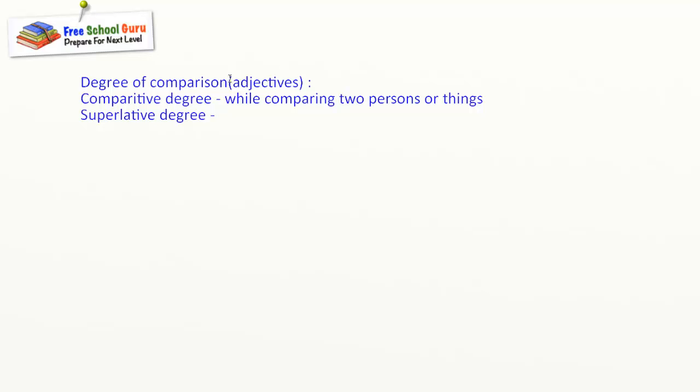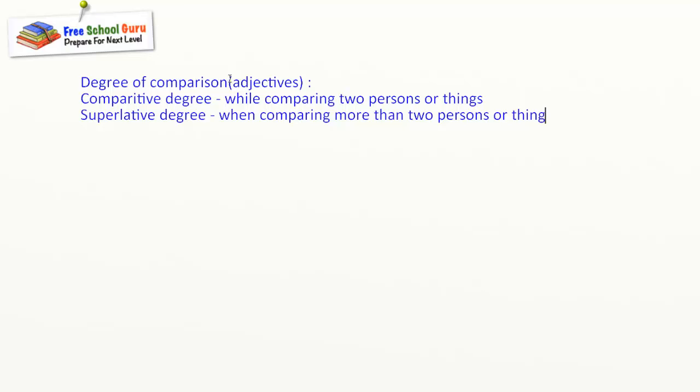What about superlative degree? So superlative degree we generally use when we are comparing more than two persons or things. So I will say, when comparing more than two persons or things. What could be an example? The example could be: Canada is the best country.